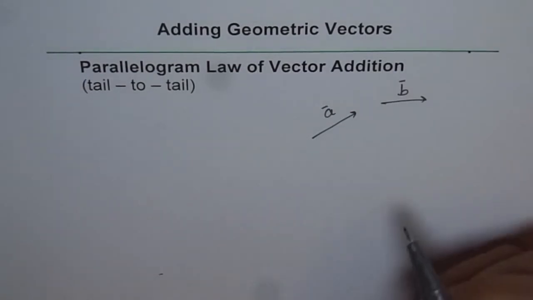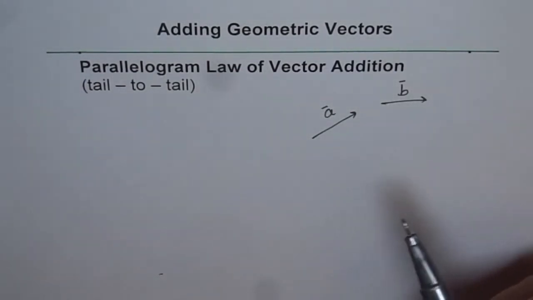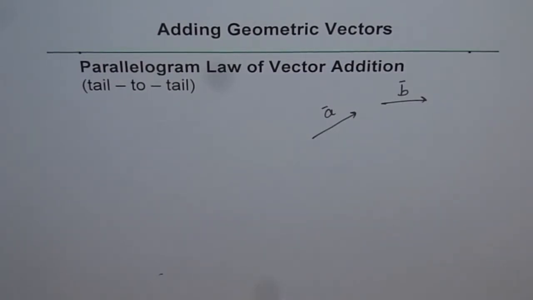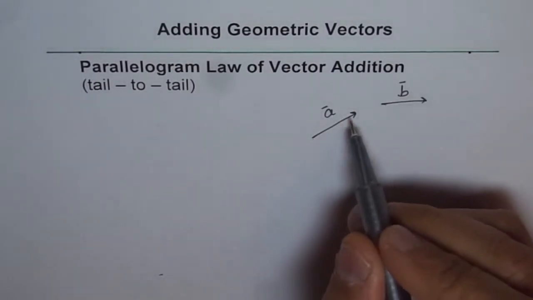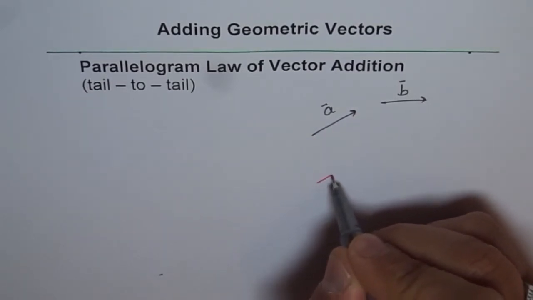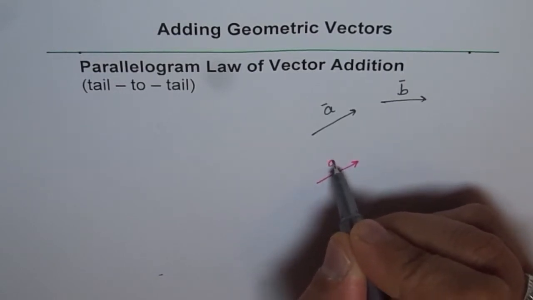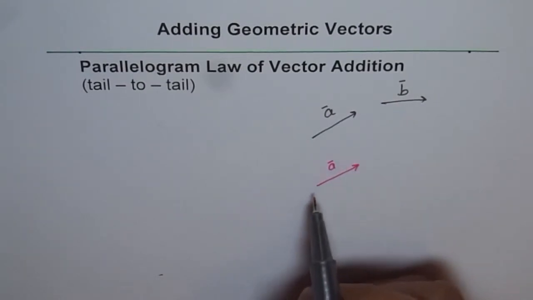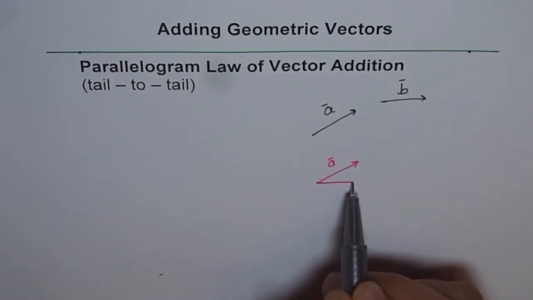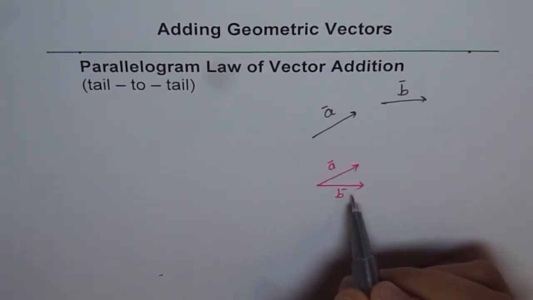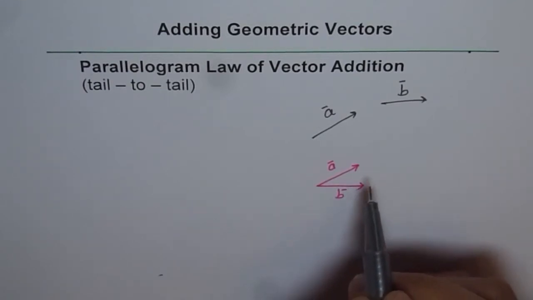Now to add these two vectors using the parallelogram law of vector addition, the first step is to put them tail to tail, right? So we'll put them tail to tail. So that is to say we want to do A plus B. So let's say this is my vector A. Let me redraw it. So I'm redrawing A as this. This is my vector A, and now that's B. So I'll translate it here, and let's say make this as B, right? So that becomes B. So they have been placed tail to tail, and now we can complete a parallelogram.